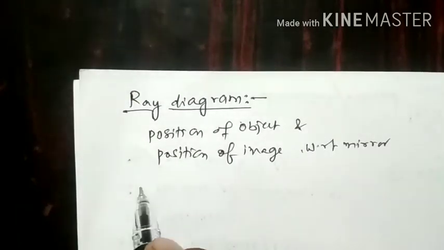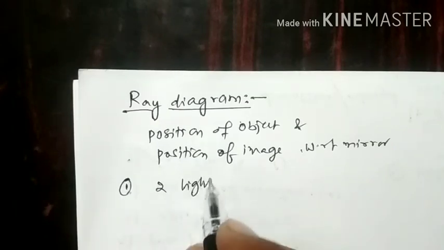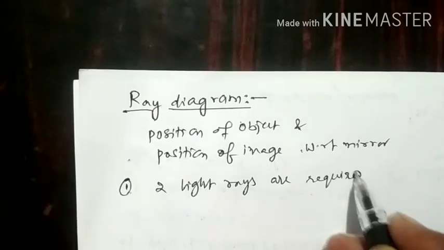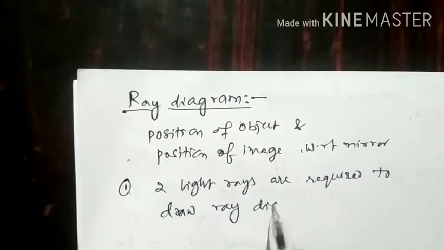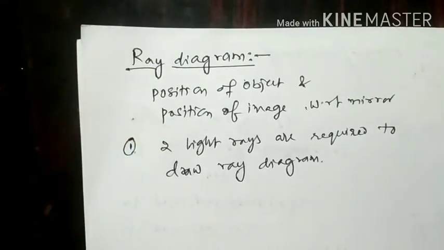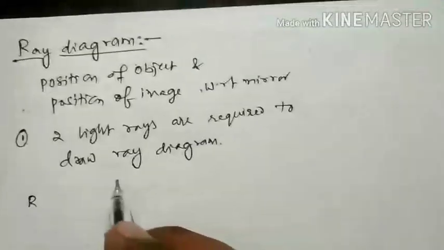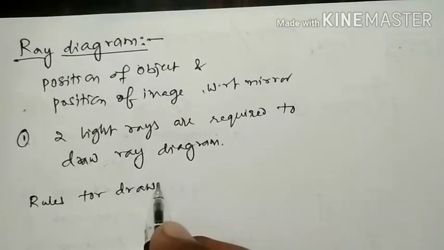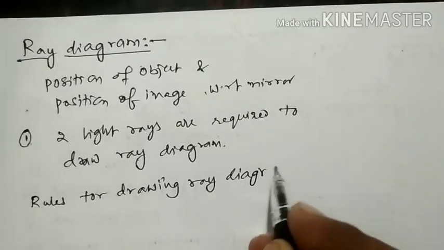If you want to draw a ray diagram, the first condition is you require two light rays. A minimum of two light rays are required to draw a ray diagram. You can take more than this. So minimum is 2. Which two light rays can we consider? There are some rules to draw the ray diagram. We call them ray rules. Rules for drawing a ray diagram. So what are those rules?